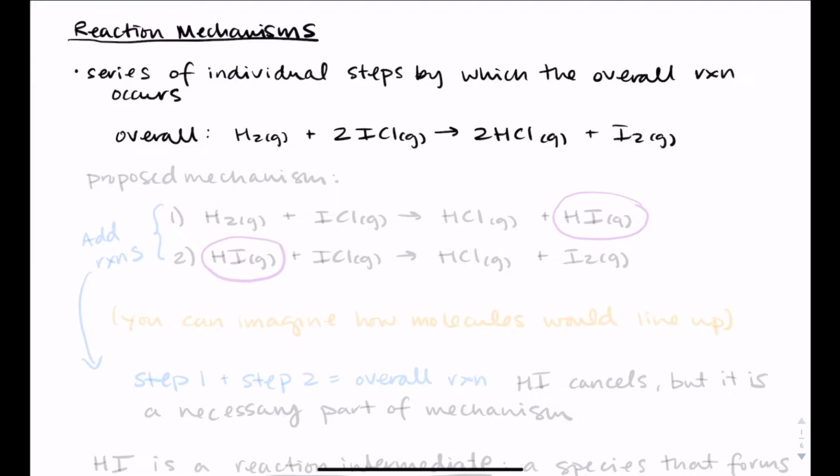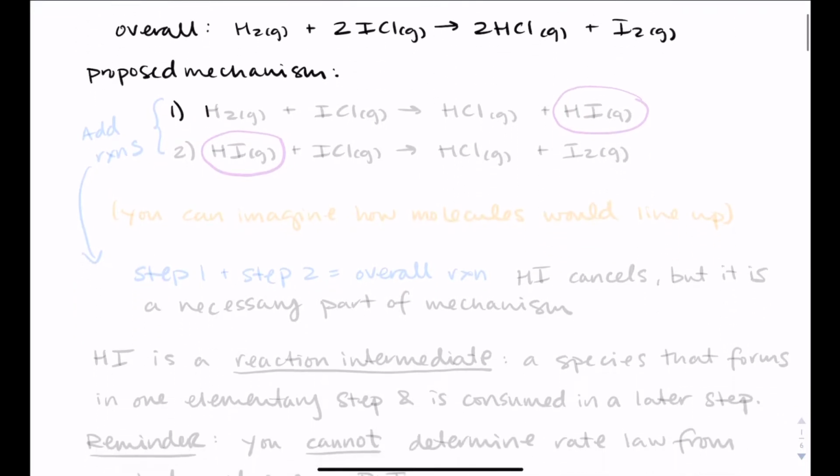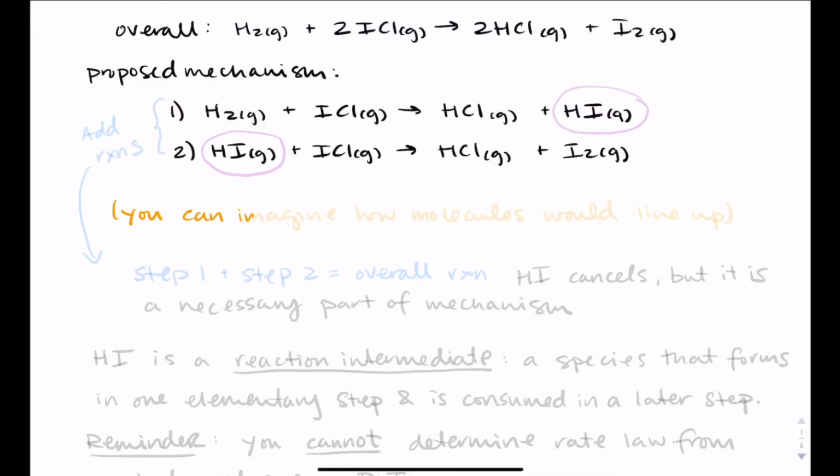We're going to look at the overall reaction of H2 reacting with 2ICl to make 2HCl and I2. The proposed mechanism has these two steps. In the first step, H2 and ICl react with each other to form HCl and HI. And in the second step, HI reacts with the other ICl to make HCl and I2. So in these two steps, you can imagine how these molecules would line up to form the products that are listed for each step.